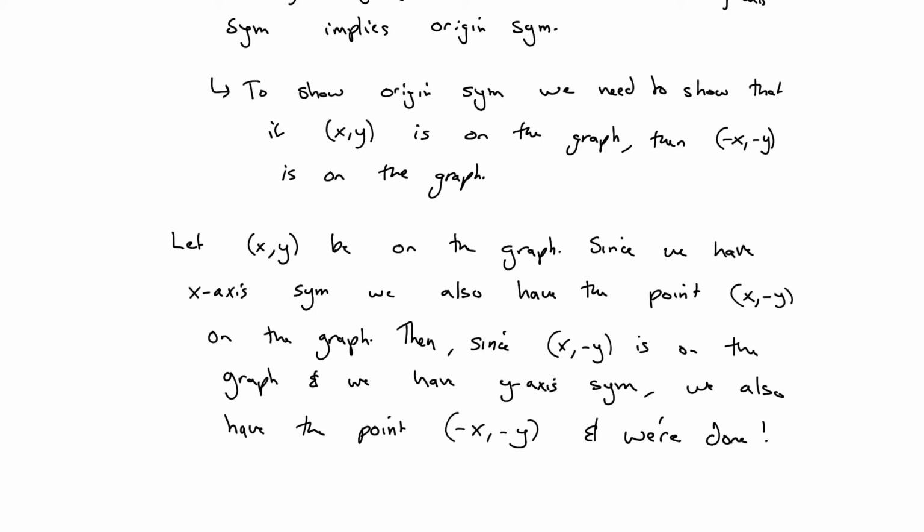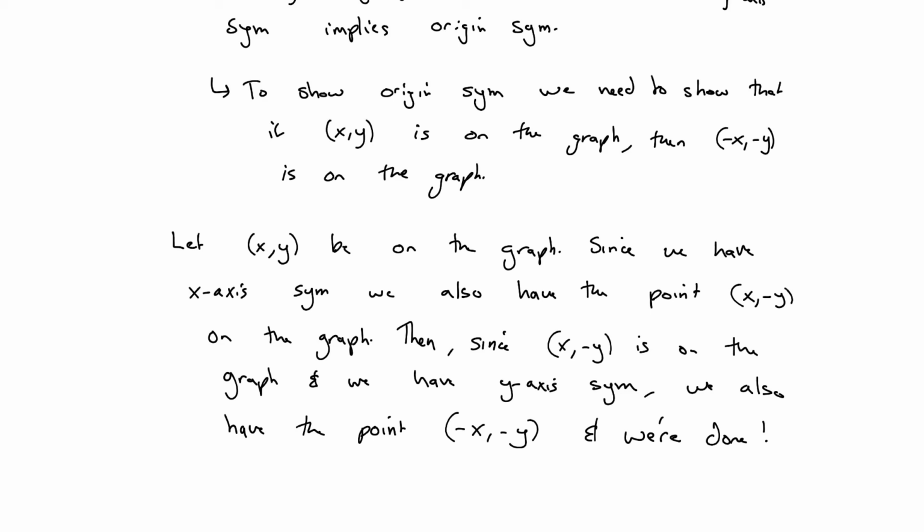So why did that work? Well, what was going on in that last sentence? The reason I said we're done is that I just showed that we also have the point negative x comma negative y, which is what we were trying to show. If we start with the point x comma y, we show that we have negative x comma negative y, which is what we did. So what does this last sentence mean? It means this is a point on our graph, right? Since we have y-axis symmetry, we have the same point but with the opposite x-coordinate and the same y-coordinate. That's how we use the y-axis symmetry.